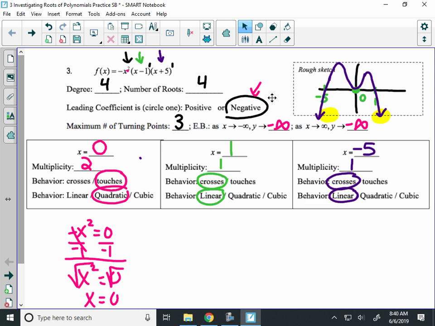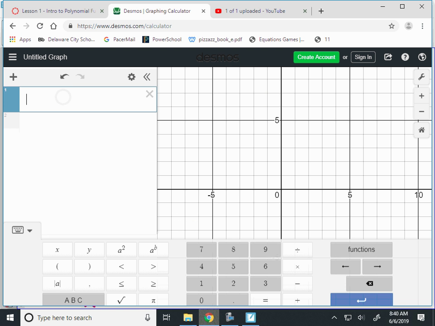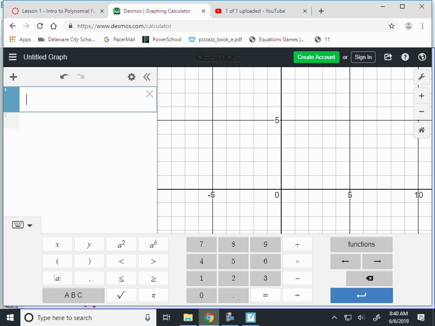Now if you're not sure if you did that right, go to Desmos. Type the graph in here. We had negative x squared times x minus 1 times x plus 5.